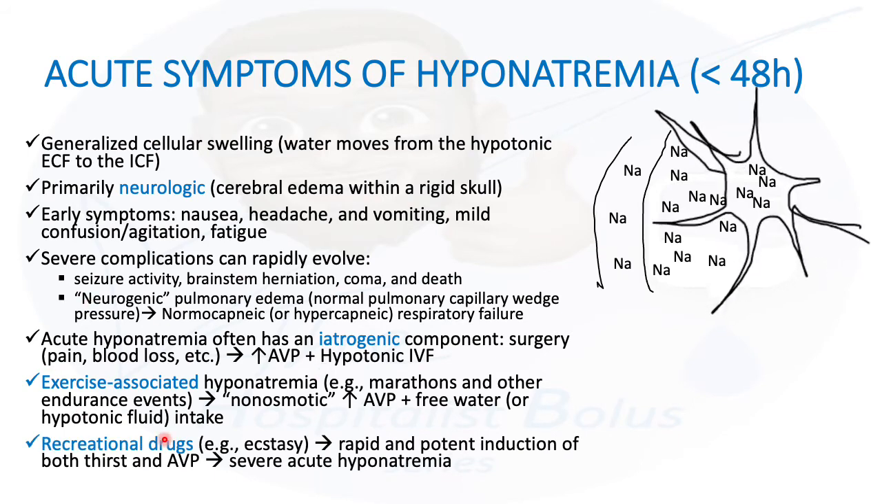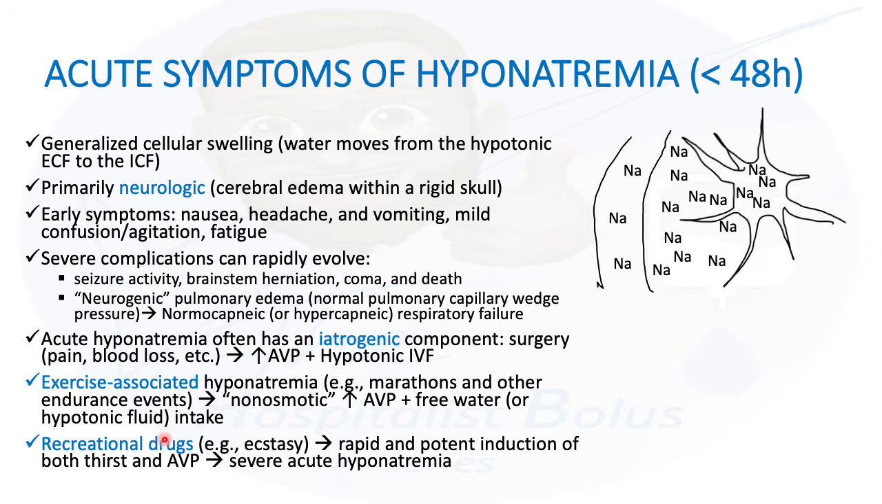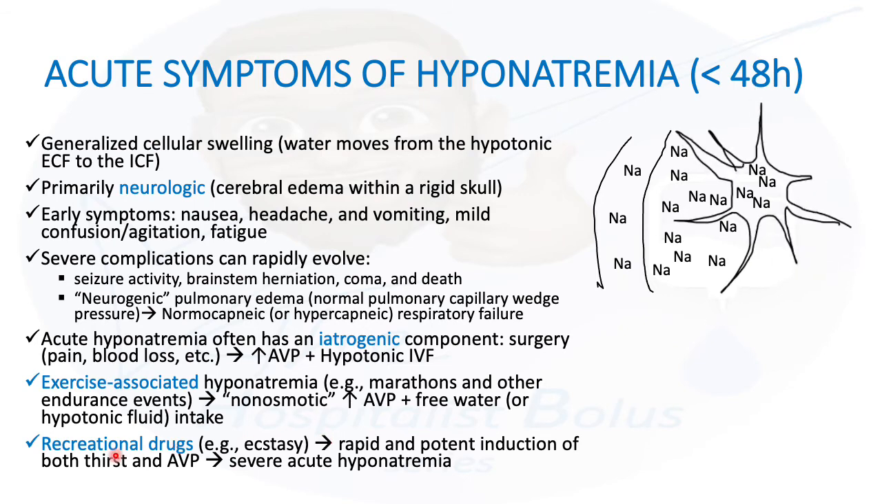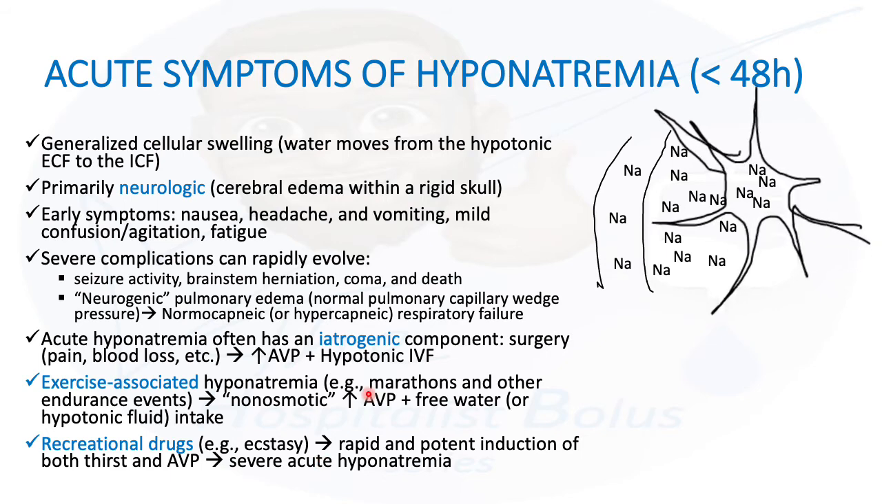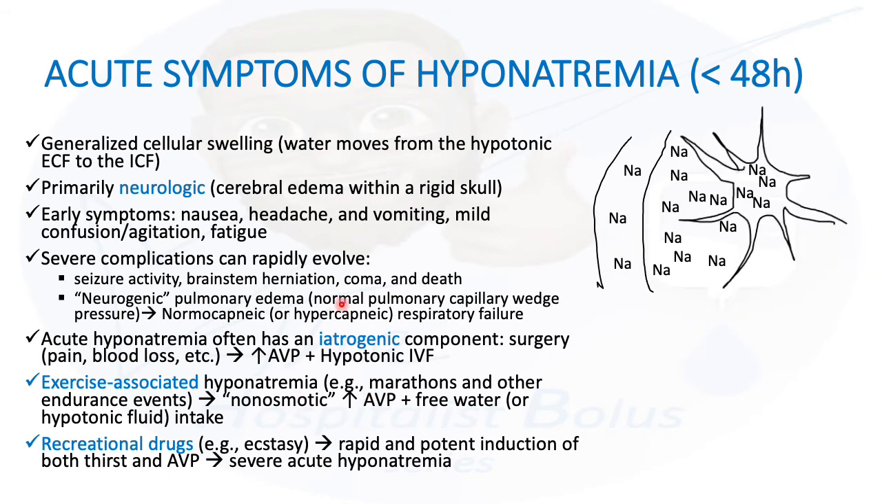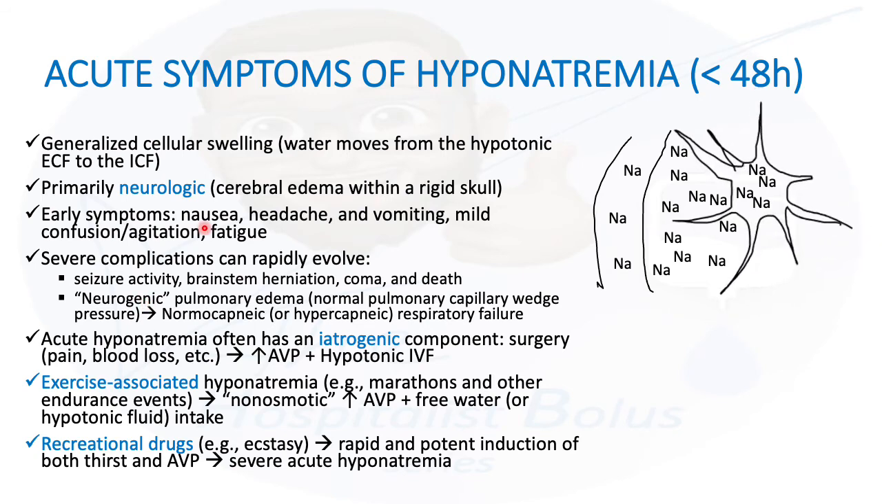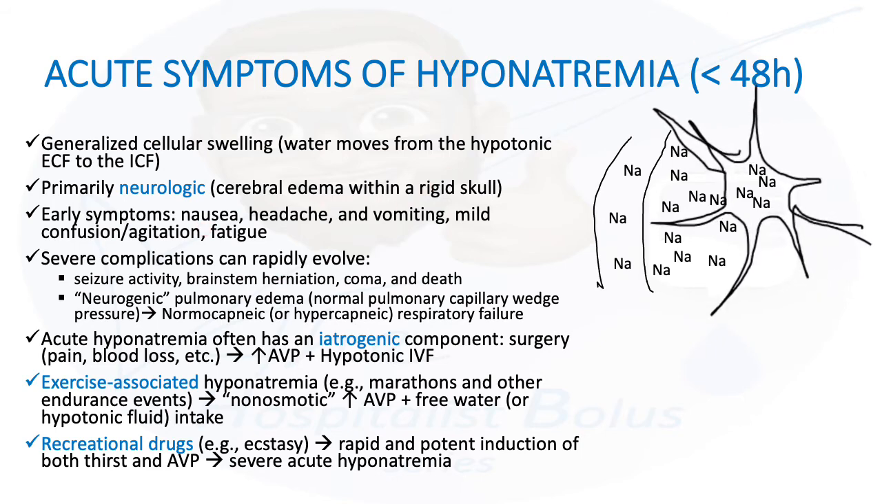Use of recreational drugs is another common scenario for the development of acute hyponatremia, like ingestion of ecstasy, and this can lead to rapid and potent induction of both thirst and increased ADH or AVP, and that can also lead to acute severe hyponatremia. So as you can see, these are the most common situations where acute hyponatremia can happen. If you have documentation that the patient's sodium was normal in the last 48 hours, then by definition this is acute hyponatremia. If not, then you assume that the patient has chronic hyponatremia, and we're going to talk about that in the next slide.